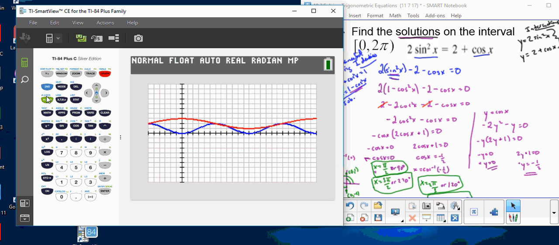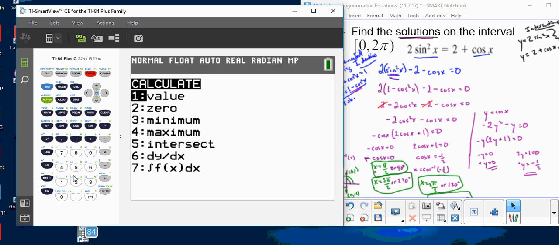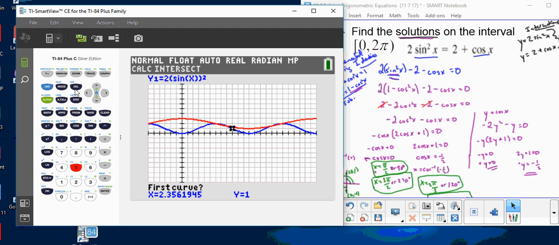So I'm going to find out what those values are. So if you go to second, I'm going to go to trace because you see this little calculate button there. So I can trace, and we're going to go down to intersection. We're going to press 5. And now it's asking us to find our first curve. Well, our first curve, it tells you what your first curve is up here. All right, we're going to go over here. And what you have to do is move your cursor close to the value you want. And that value is going to be right about there.